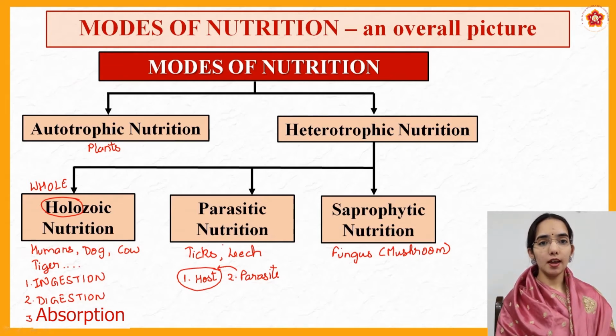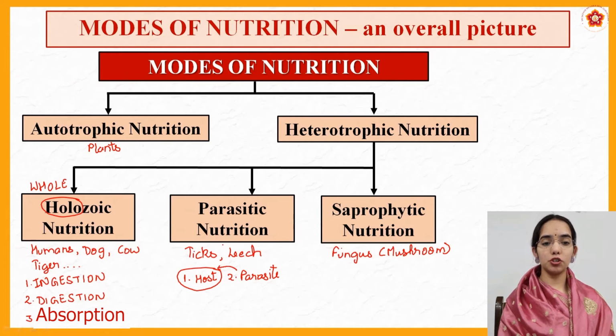So you can remember that parasites live on a host and they do not perform digestion. They just simply derive their nutrition from the host. And in this entire process, they harm the host to some extent. Now in the third mode of nutrition, which is the saprophytic mode of nutrition, these organisms perform digestion outside the body.